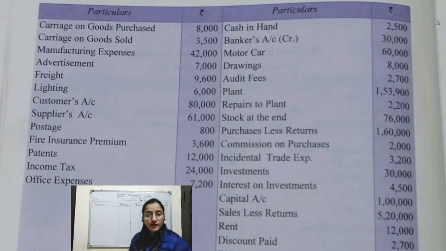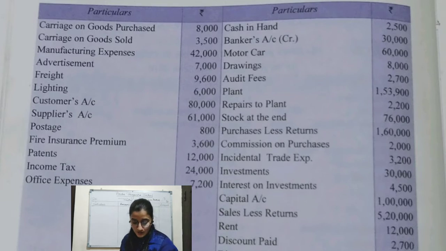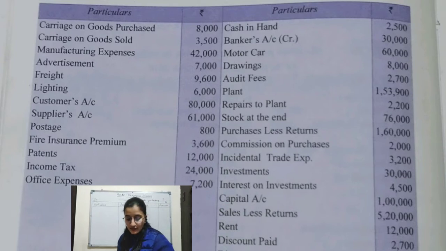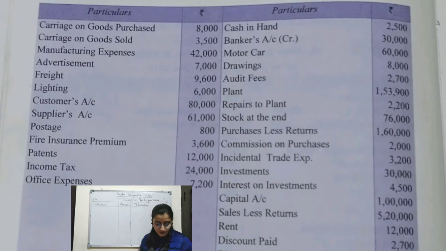Then cash in hand amounting to rupees 2,500. Bankers account credit balance 30,000. Motor car 60,000. Drawings 8,000. Audit fees 2,700. Plant amounting to rupees 1,53,900. Repairs to plant 2,200. Stock at the end, which is considered as closing stock, amounting to rupees 76,000. Purchases less returns rupees 1,60,000. Commission on purchases 2,000. Incidental trade expenses 3,200.